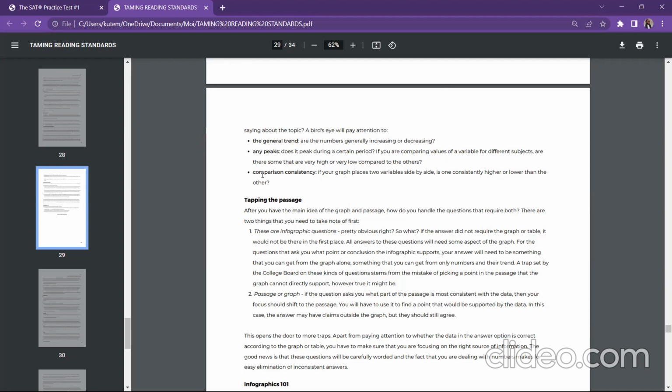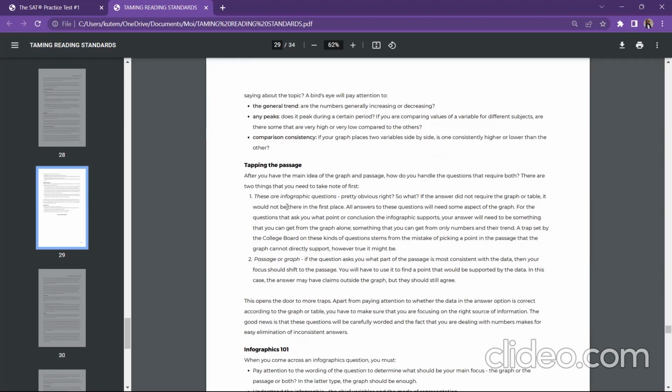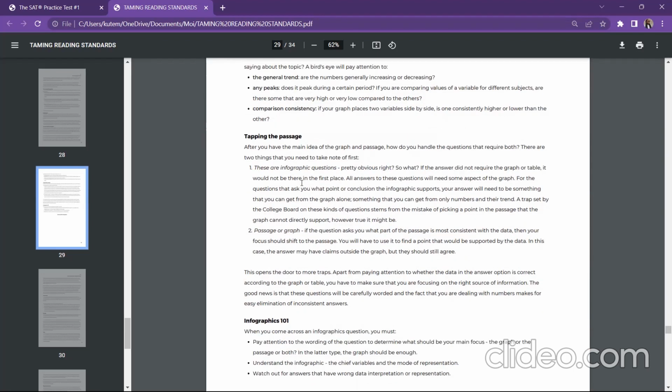And then the last thing is comparison consistency. So again, if you have two variables side by side, is one always low? Is one always high? Are they always increasing or reducing at the same time? So hopefully this gives you a bigger picture of what I mean when I say main idea. So you're just trying to see, is it dropping? Is it rising? And you're not looking at the small numbers because they can't ask you about that. This is not a math section. Yeah. So that's you getting the main idea of the passage.